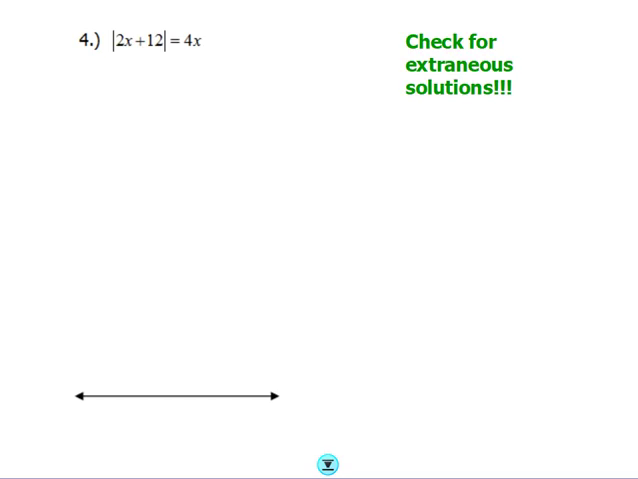All right, step number 4. Step 1: the absolute value is already by itself, so I can go ahead and break it into two equations. So I'm going to have 2x plus 12 equals 4x, or 2x plus 12 equals negative 4x.